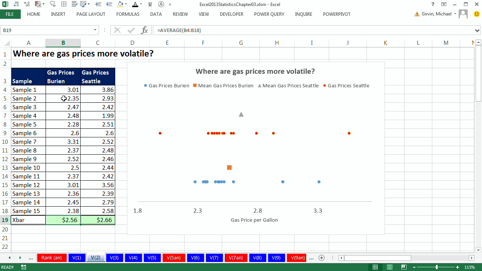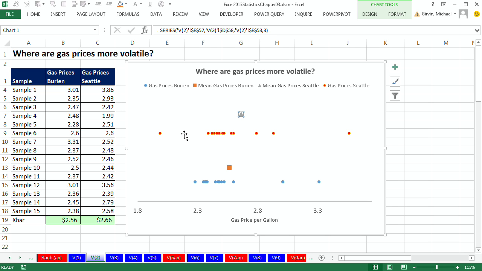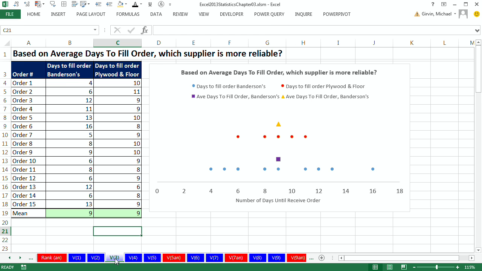Let's go look at another example. On V2, we have gas prices from Burien, and we calculated an average, and gas prices from Seattle, and we calculated an average. Now, these are not exactly the same, but we might ask the question, where are prices more volatile? Again, that's going to have to do with the dispersion or spread in the data points. Here's the mean for Seattle. There's the spread in the data points. Here's the mean for Burien. Here's the spread in the data points. We want to find a single number that will tell us which data set has more volatility.